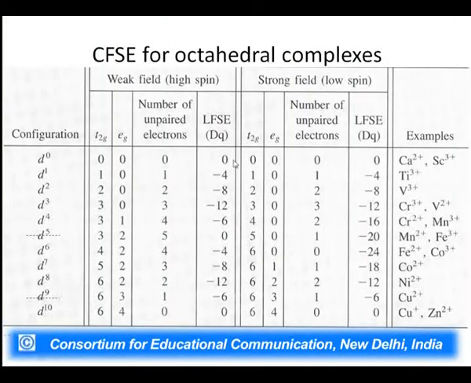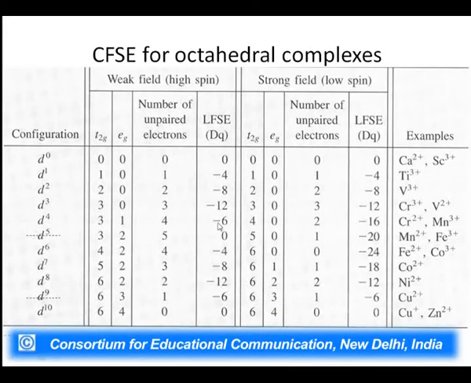Now, similarly for D2, T2G2, minus 8 dQ, vanadium 3 is the example. For D3, chromium 3 is a main example. For D4 system, chromium 2 is a main example. And look at how the CFSE, with the increase in number of electrons in the T2G, even for the weak ligands, kept increasing till D3, minus 12 dQ.